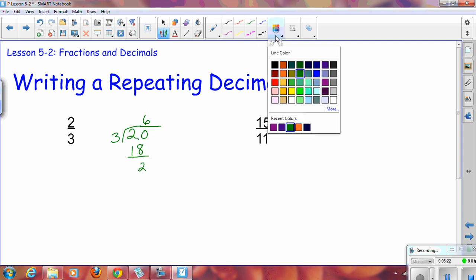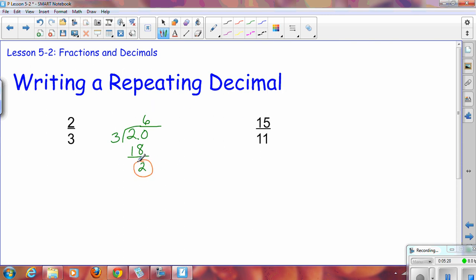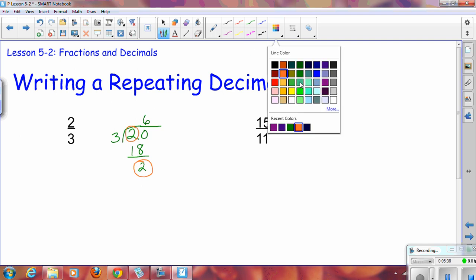Now I want you to notice at this point, and it might take you an extra step or two to figure this out, but my remainder here, I'm ready to add a 0 and bring it down, but it's the same number I started with, which means that the answer I've gotten so far is going to continue to repeat.